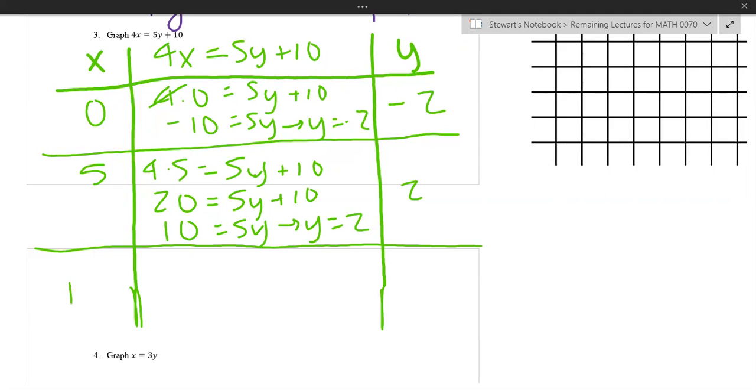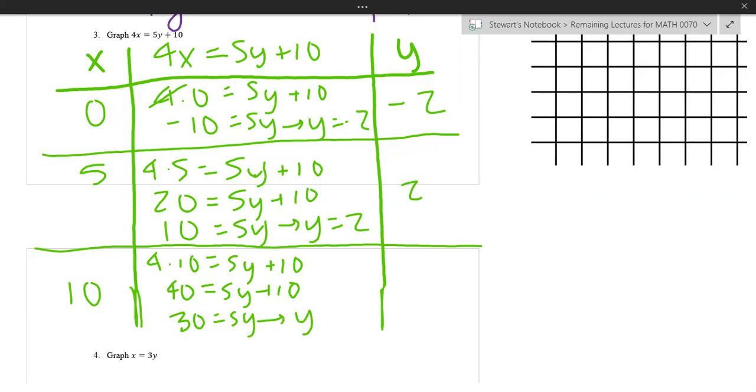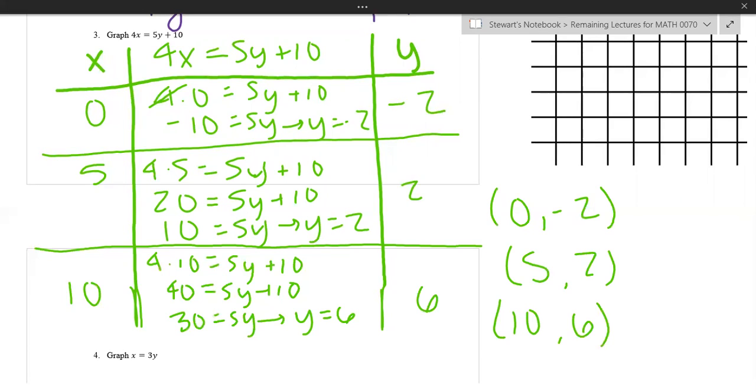And then for a third point, we can choose 10 because it's another multiple of 5. So we'd have 4 times 10 is equal to 5y plus 10. So we have 40 is equal to 5y plus 10. So 30 equals 5y. So y equals 6. So respectively, now we have the points 0, negative 2, 5, 2, and 10, 6.